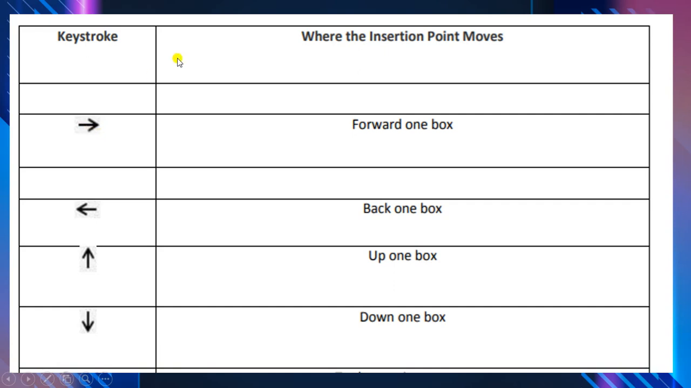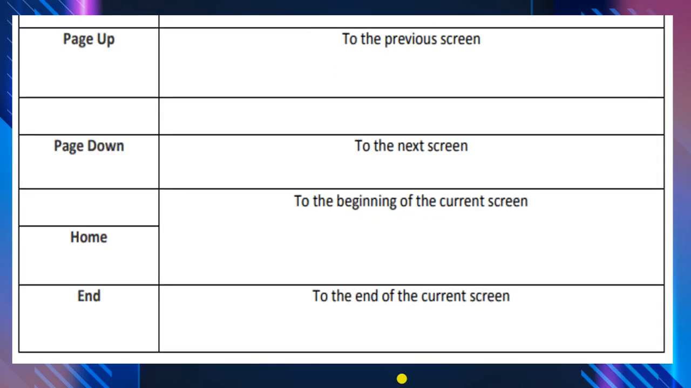If you use this key, it will move forward one box. If you use this key, it will move back one box. If you use the up arrow key, it will move up one box. If you use the down arrow key, it will move down one box. It will move one box at a time. Page Up goes to the previous screen. You can use Page Up directly and it will move to the previous screen. Page Down goes to the next screen. Page Down will directly show you the next screen.